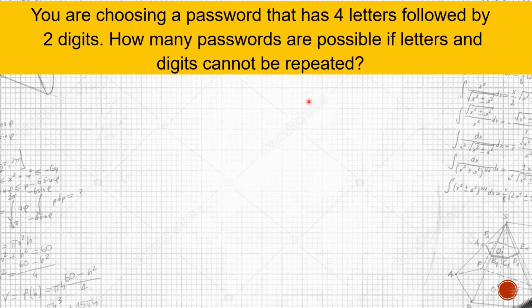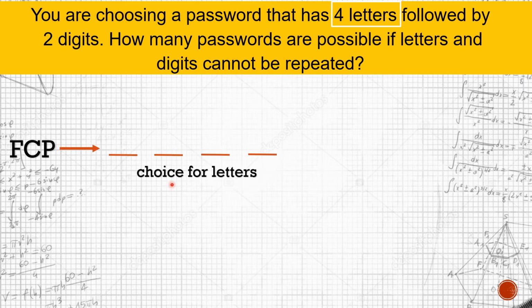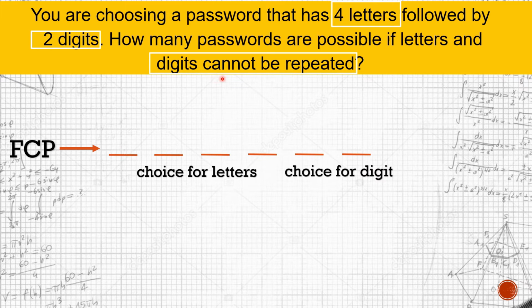Same problem a while ago, but this time, digits cannot be repeated. So, from the fundamental counting principles, again, we have 4 slots for the letters and 2 slots for the digits. Pero dahil digits cannot be repeated, so bawal maulit yung mga digits, same with the letters, magbabawas tayo ng mga choices per slot. So, A to Z, ang first slot natin is 26. So, pag nalagay mo na yung isang letter, bawas ka na ng isang choice, that is 25. Then, 24 and 23.